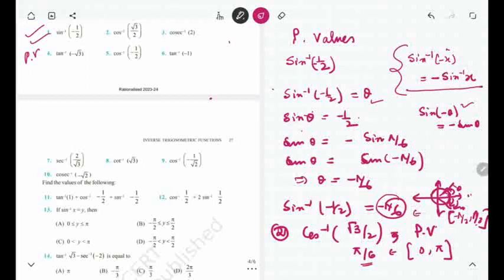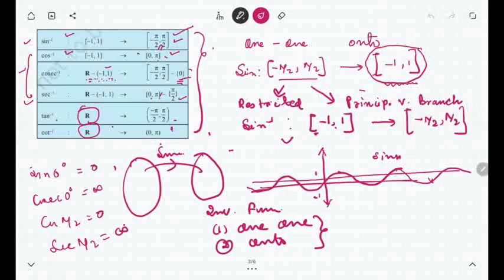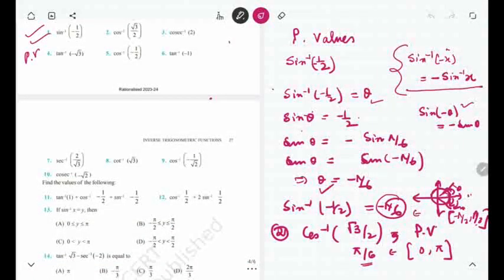That is why it is necessary to restrict the domain of the sine function. If you see, minus pi by 6 belongs to this interval. So we are through. What is the principal value? It is minus pi by 6.